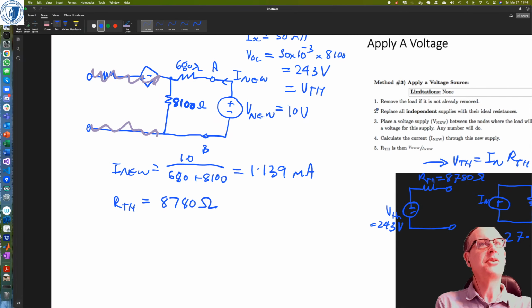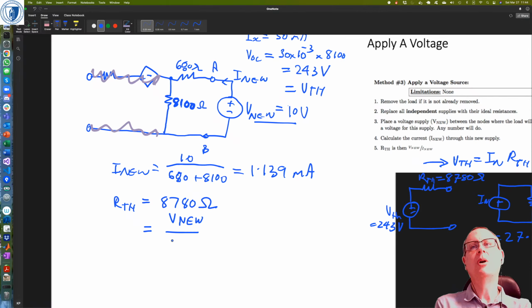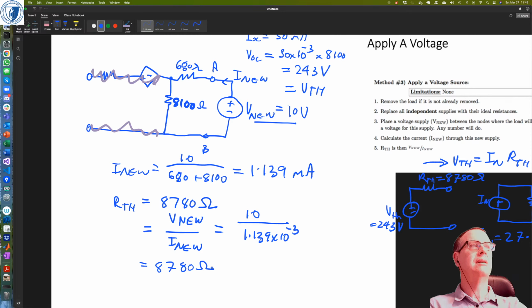But I went through this apply a voltage technique. I took my VNU, I applied it, I noted that these branches are not in use, there's no current flowing through them, so we don't have to analyze what's happening there. And then I probably should have not taken the shortcut of just writing it down. So I apologize for that. But remember, this is just VNU on INU, the 8780 ohms. Okay, does that help?